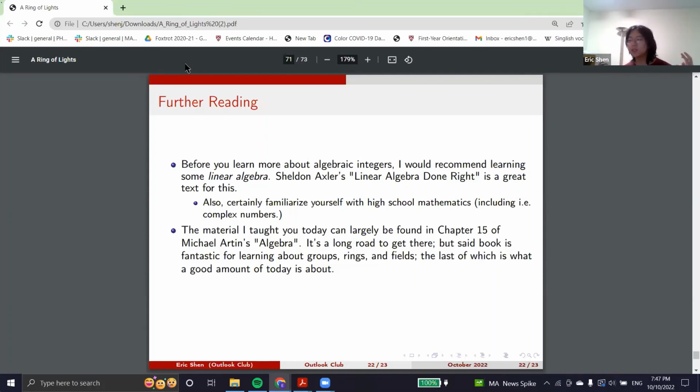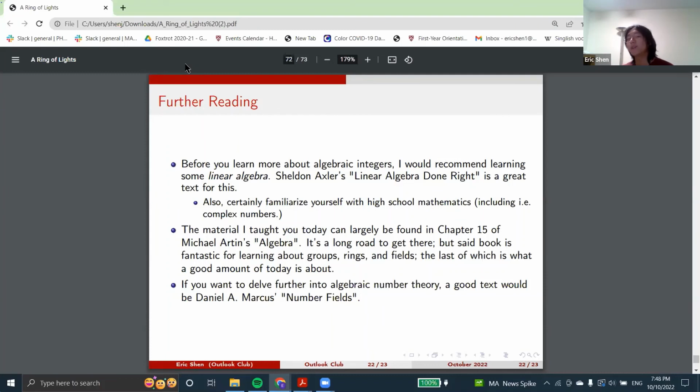But this is a book that really is a fantastic resource if you want to get on that road and learn about these things called groups, rings, and fields that are absolutely the basis of modern mathematics, and are also the basis of this theory of algebraic integers, which is so interesting. And if you're already through that entire rabbit hole, you can look into this book called Daniel A. Marcus's Number Fields. But this is for those of you that are very, very advanced.